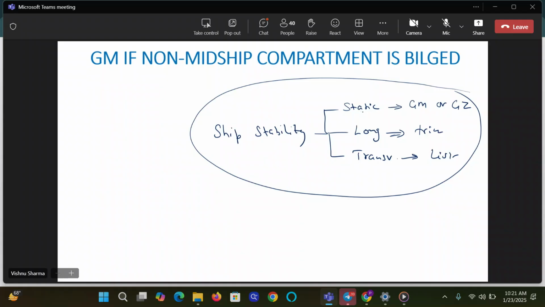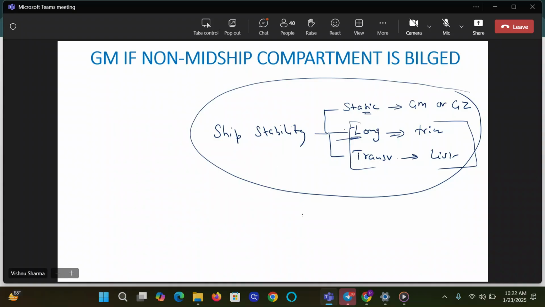Now, when we calculate static stability, we do not care for the longitudinal and transverse stability. That means when I'm calculating GM or GZ for a ship, I'll assume the ship to be on even keel, upright condition. When I have to calculate the longitudinal stability, I don't care about the static stability and I don't care about the transverse stability. Even if the ship is listed, I'll assume it to be upright.